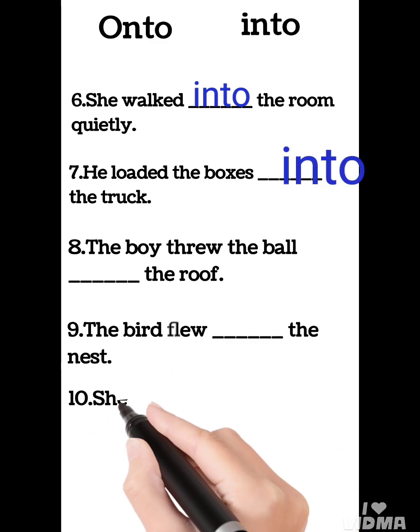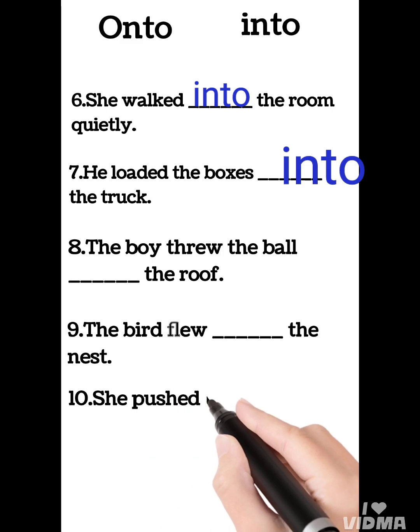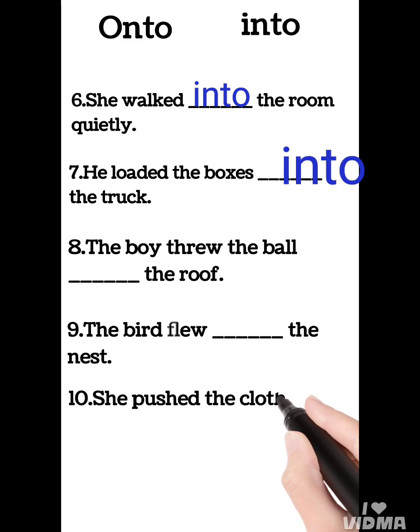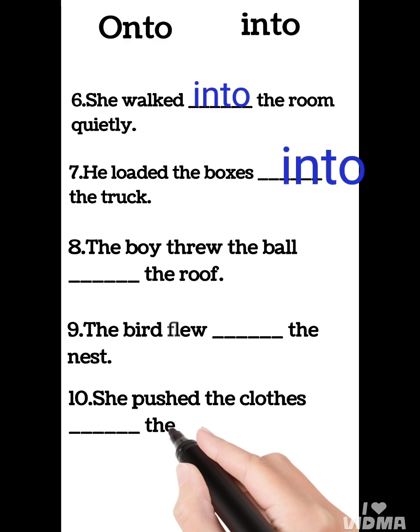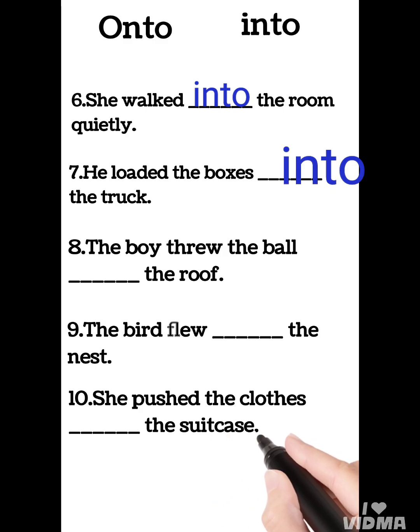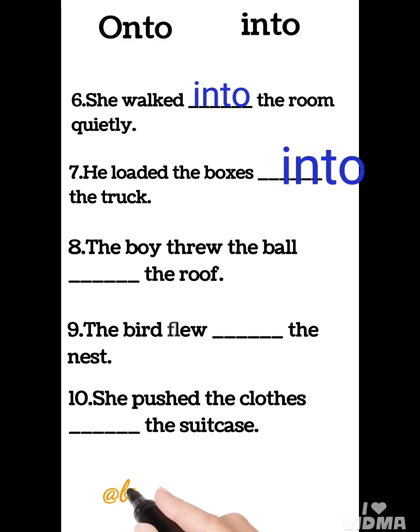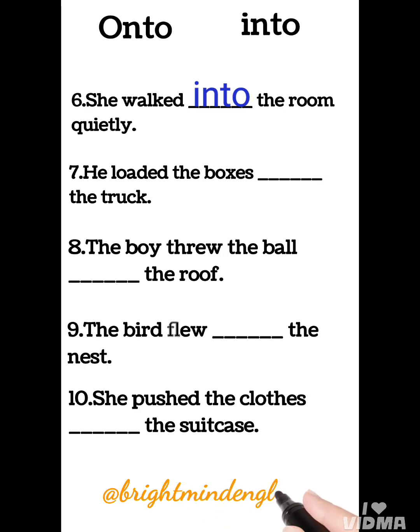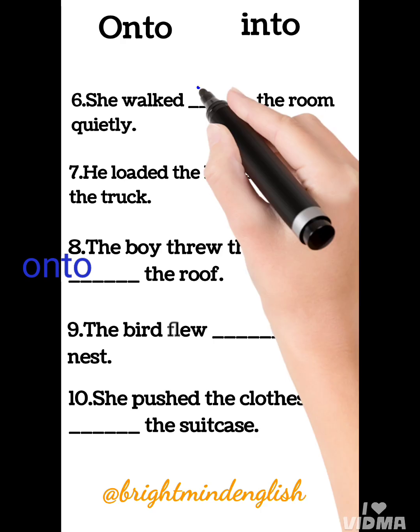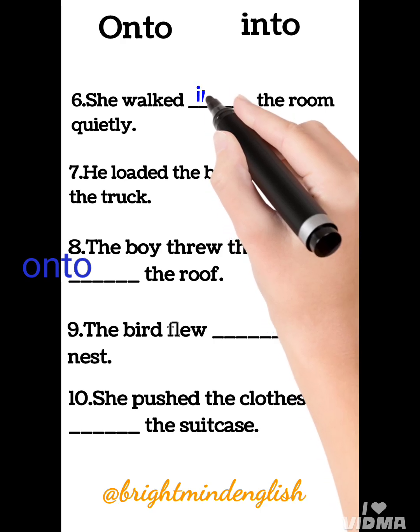Next, the boy threw the ball blank the roof. Explanation: the ball lands on the top surface of the roof. We know the rule, surface equals onto. So the answer is onto. The boy threw the ball onto the roof.